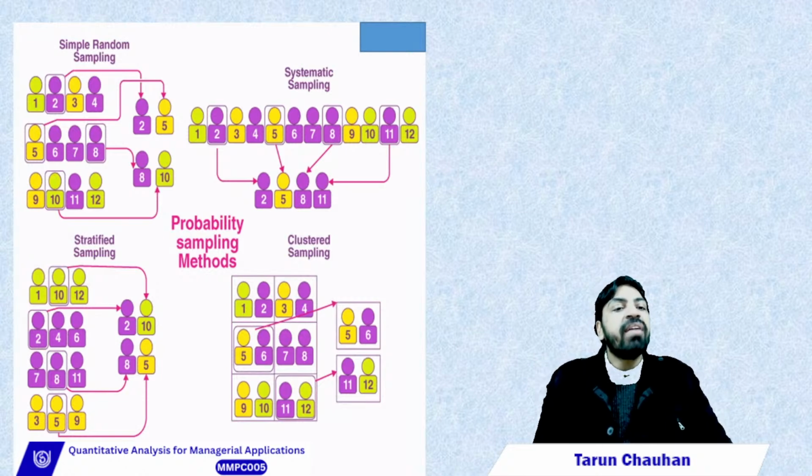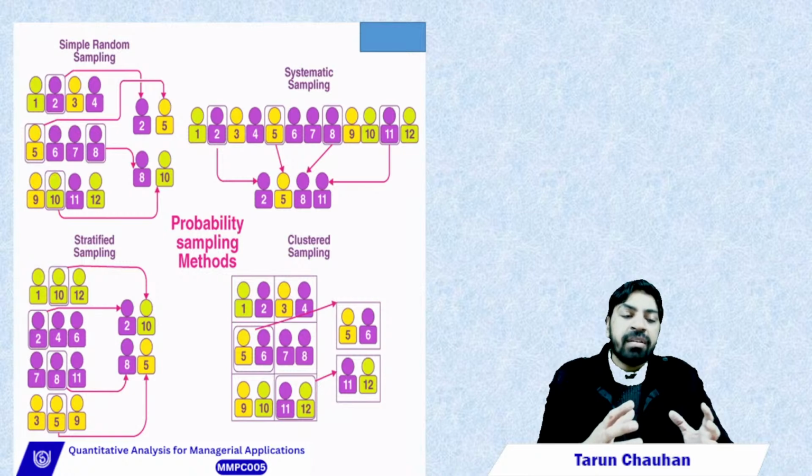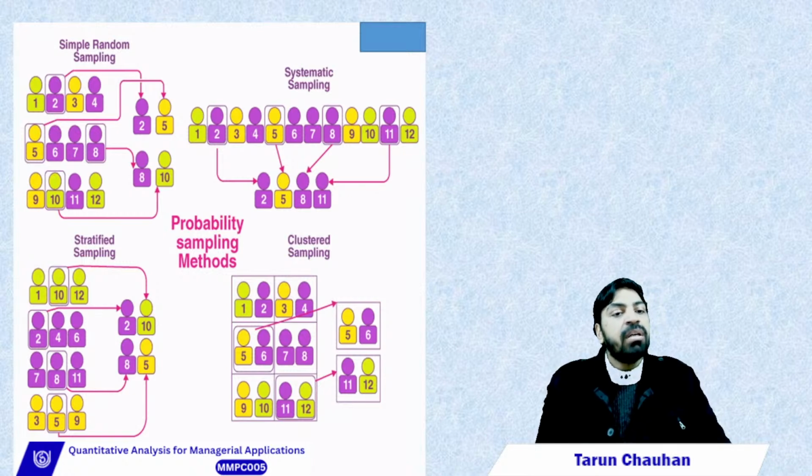Next one is stratified sampling, where we divide the population into smaller groups. Here the population is classified into 3 groups: green, purple, and yellow. From all of these 3 groups, we used a simple random selection method and chose the samples within these 3 groups. So that is called stratified sampling.